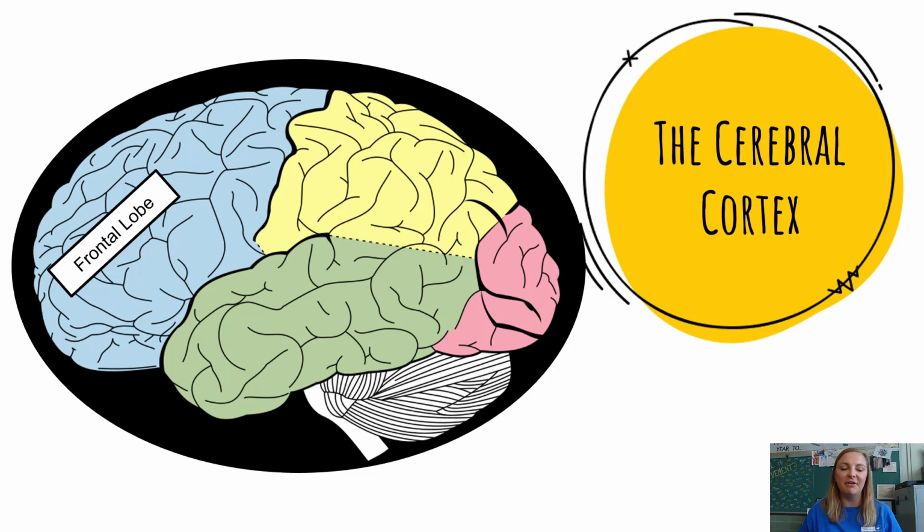The next part of our frontal lobe is the motor cortex. The motor cortex is going to control all voluntary movements. The motor cortex can be mapped, and different parts of our body are controlled by different parts of the motor cortex.